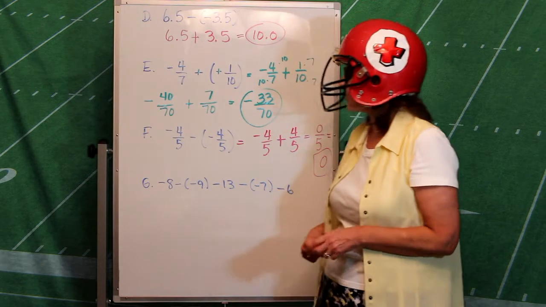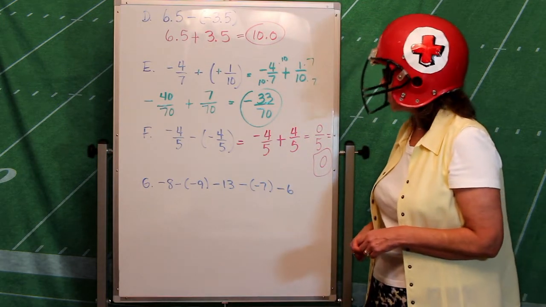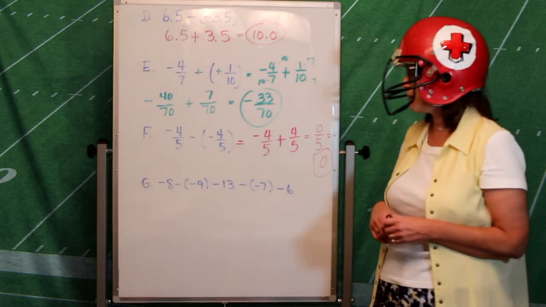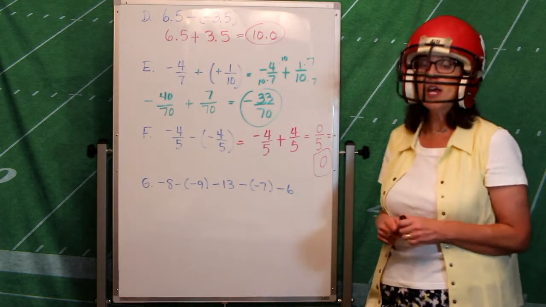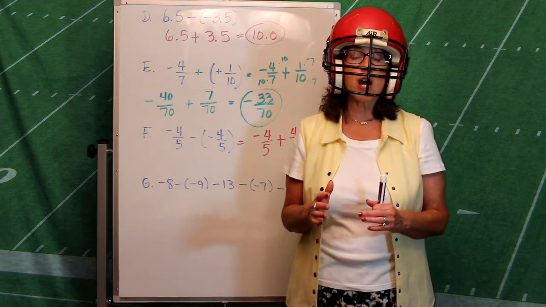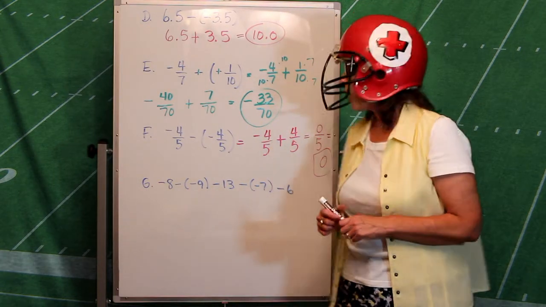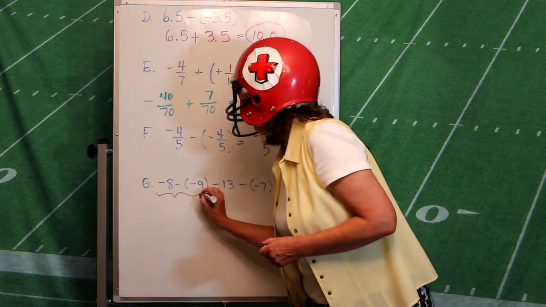All right, last one. So notice that in this one, I've got a whole bunch of numbers that I'm adding and subtracting. Actually, it's all subtraction. But I can only work with 2 at a time. And here in America, we read left to right. We do our math left to right. So I'm going to simply work the first 2 first.